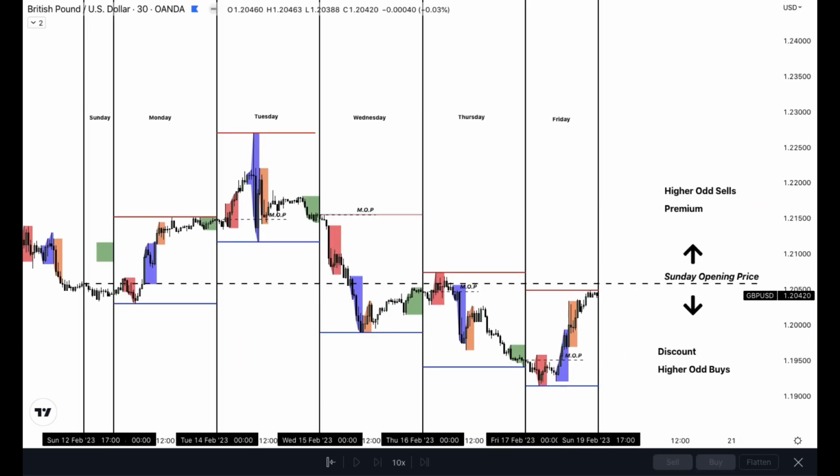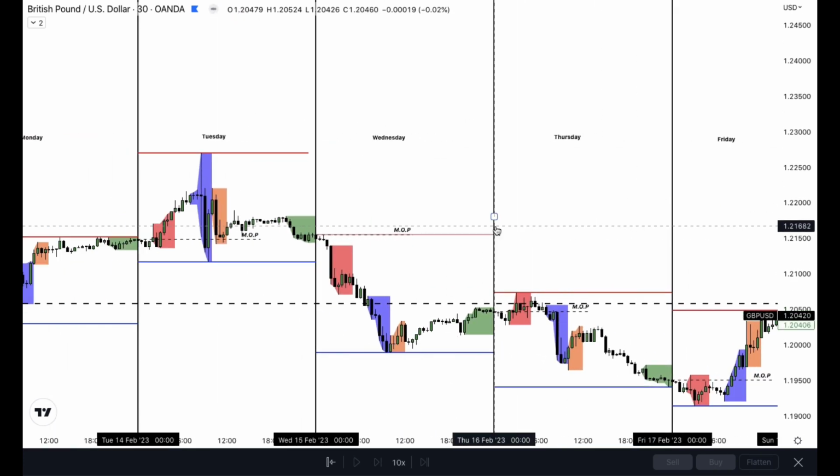Here for this example, we're looking at British pound versus US dollar. So I have the same thing broken up. Sunday's opening price, midnight opening price, and we have all the sessions. We're mainly concerned about the shaded session that's orange, which is London close. So we look at Wednesday. Look at how Wednesday is below midnight opening price. You see that right there?